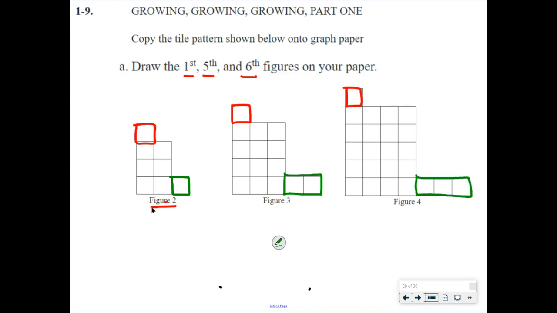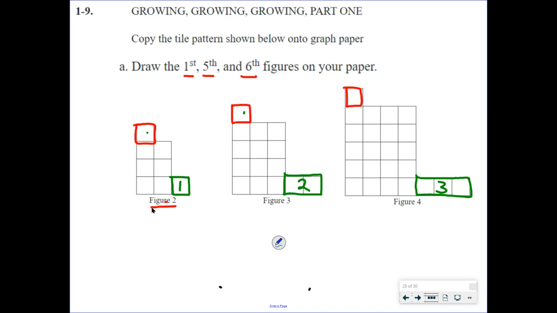Interesting. So figure 2 has one at the top, one at the top, one at the top. That doesn't change. Figure 2 has one square here, figure 3 has 2, and figure 4 has 3. Kind of get the idea? Can you kind of predict what's going to happen?